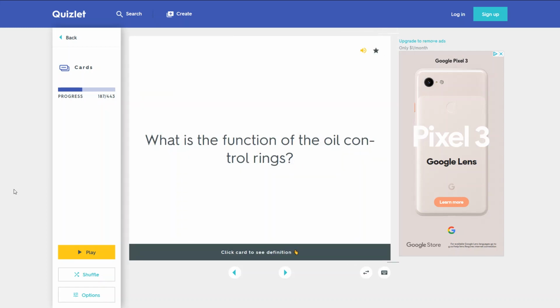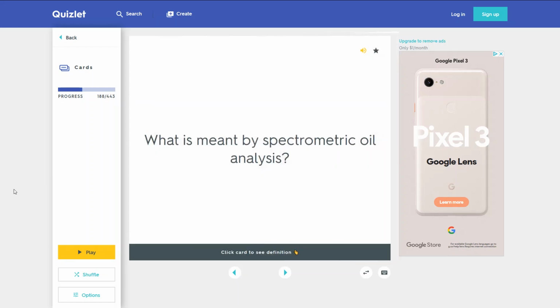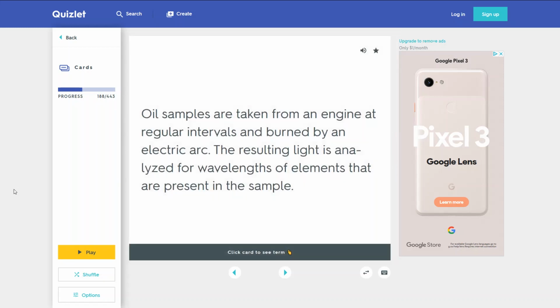What is the function of the oil control rings? They maintain the proper quantity of oil between the piston and cylinder wall. What is meant by spectrometric oil analysis? Oil samples are taken from an engine at regular intervals and burned by an electric arc. The resulting light is analyzed for wavelengths of elements that are present in the sample.